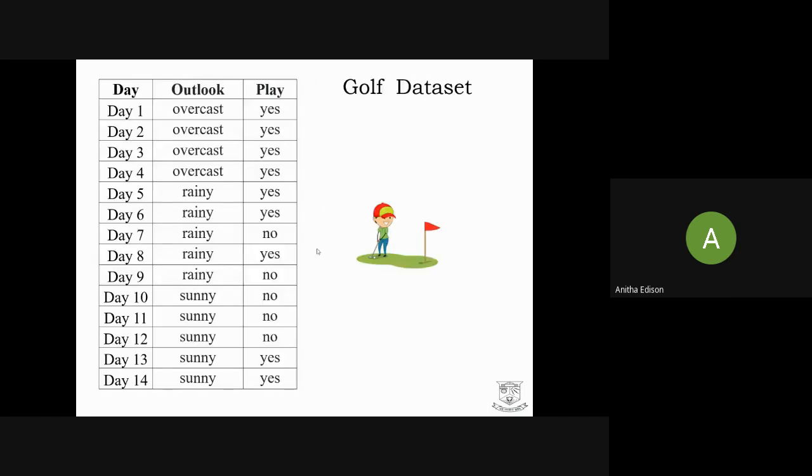And next, I'm considering that earlier, just whether he played or not information was given. But next, an additional feature regarding the day was also given. Instead of just the output, I'm given an additional feature like how was the day? Was it overcast? Was it cloudy? Or was it rainy? Or was it sunny? So in addition to the original output, whether he played or not, another feature about the day was also given.